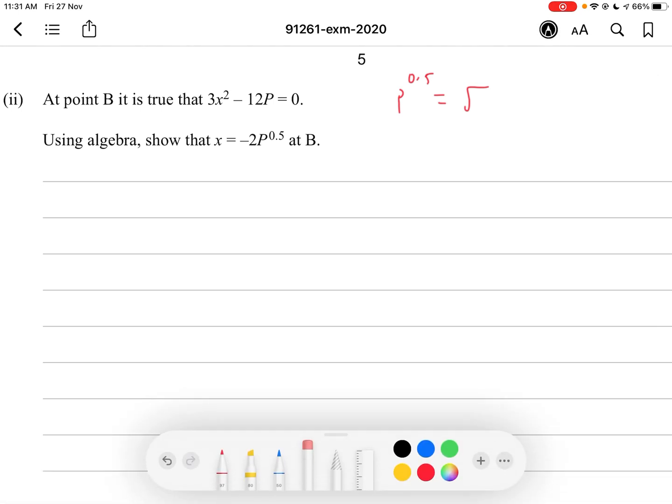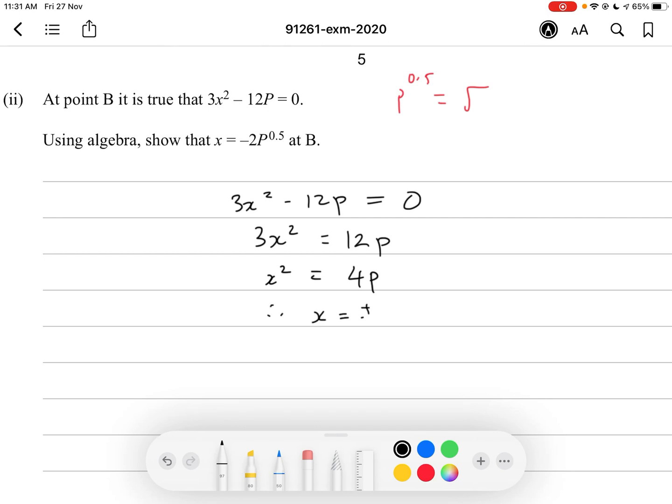They've already given us the equation, so that's 3x squared minus 12p equals 0. Therefore, if we add 12p to both sides, we get 3x squared equals 12p. If we divide by 3 on both sides, we get x squared equals 4p. Therefore, if we take the square root on both sides, we get x equals plus or minus 2 square root of p, which is the same as 2p to the power of 0.5. Plus or minus, of course.